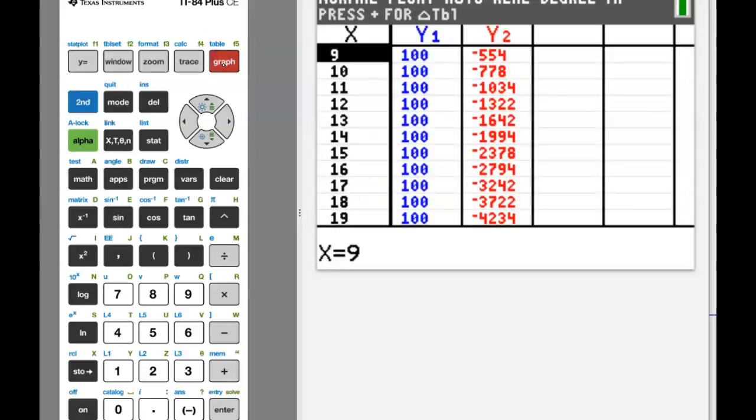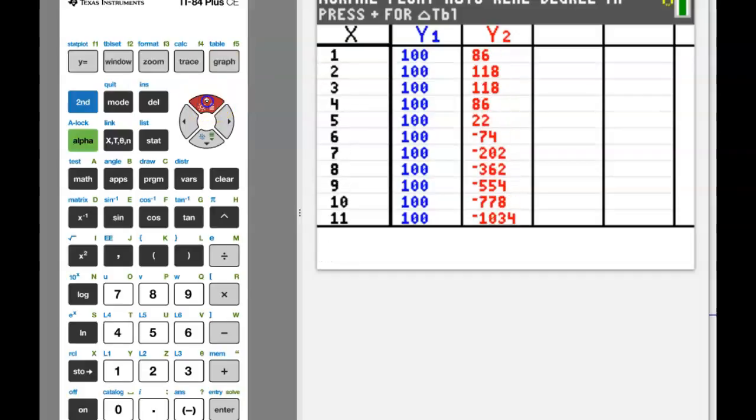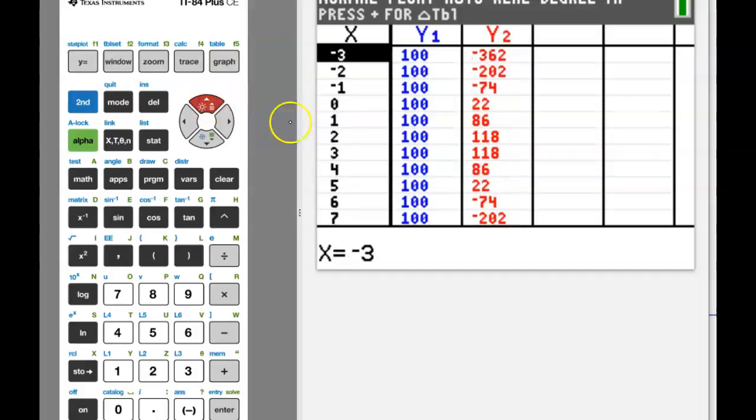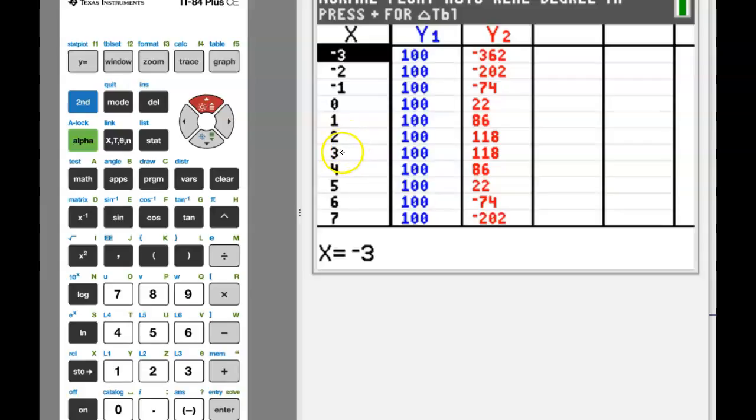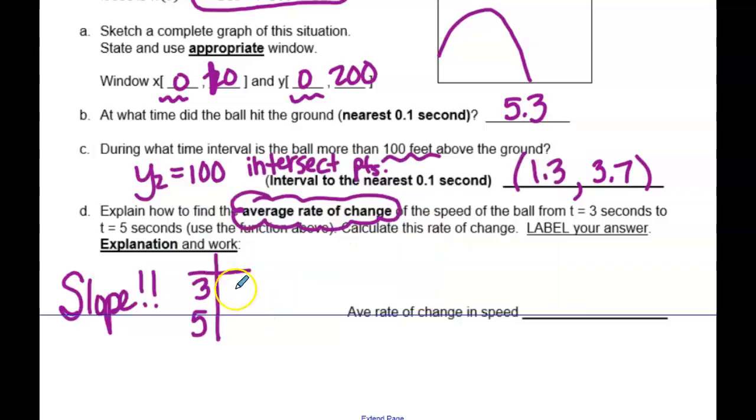If you go to the table, now I remember I have mine in weird. I put the line at 100 at Y1, but at 3 I have 118. Anybody have that? And 5 is 22. Is that the ones we're supposed to do? 3 and 5? 118 and 22. What does that mean it's doing? It's actually falling right there, right? From a height of 118 to a height of 22. So I think we're going to get a negative slope.